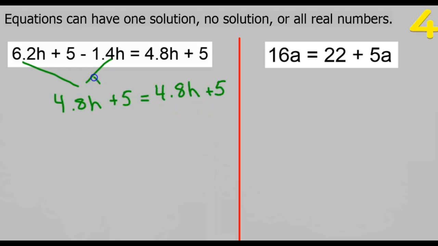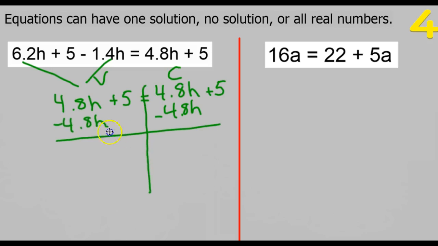Now, if I make a variable side and a constant side, subtract 4.8h from both sides, that cancels out, so does this. I get 5 equals 5. Now if I have a number equal to the same number, I know I have an identity. All real numbers would answer this equation.